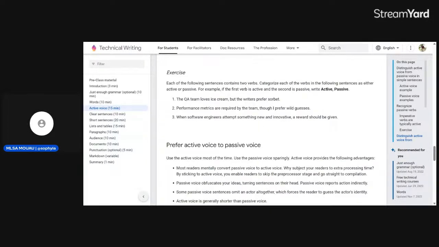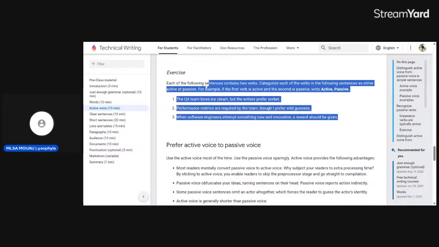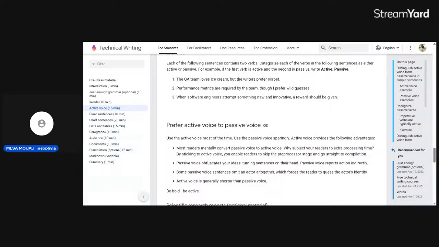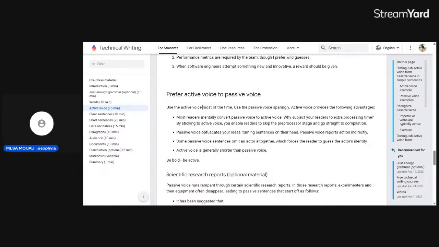So this is a brief exercise that you can do during your free time. Now, in technical writing, it's always best to use the active voice more often than the passive voice. But in some cases, you can still use a passive voice, sparingly, or once in a while.